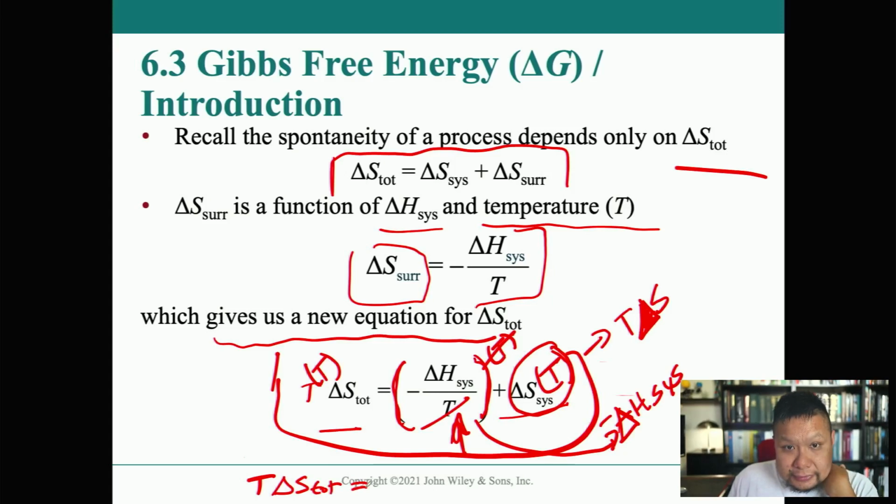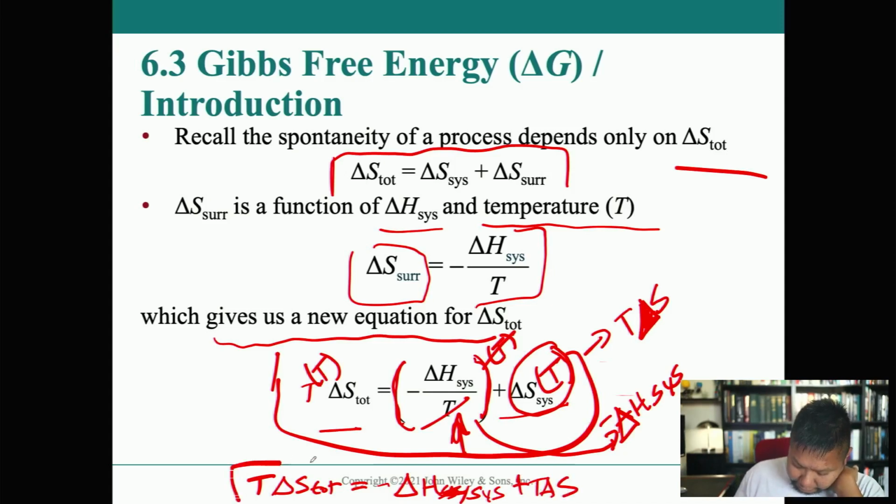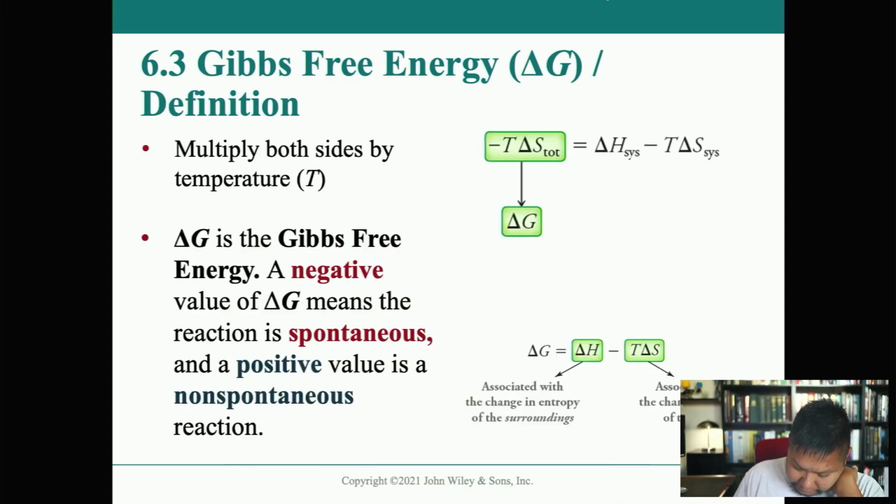So in the end, your equation will be T delta S total equals negative delta H system plus T delta S system. That's the equation you get, and that's the equation you see on the next slide, which is this one right here.